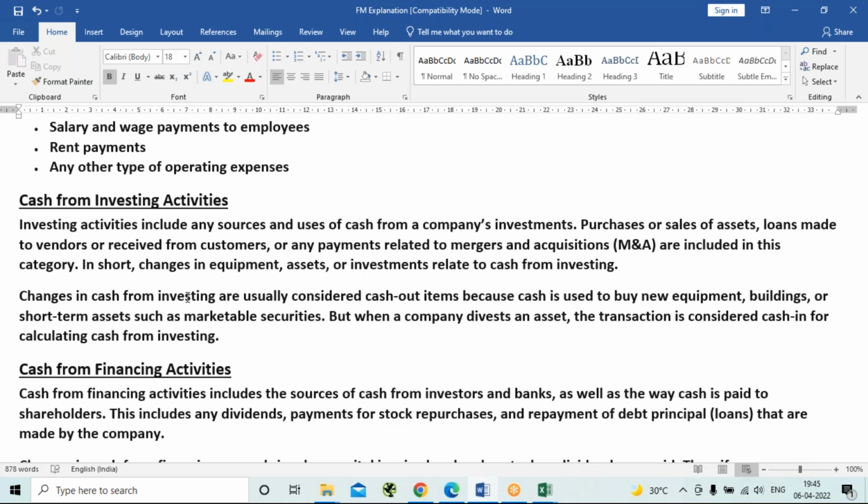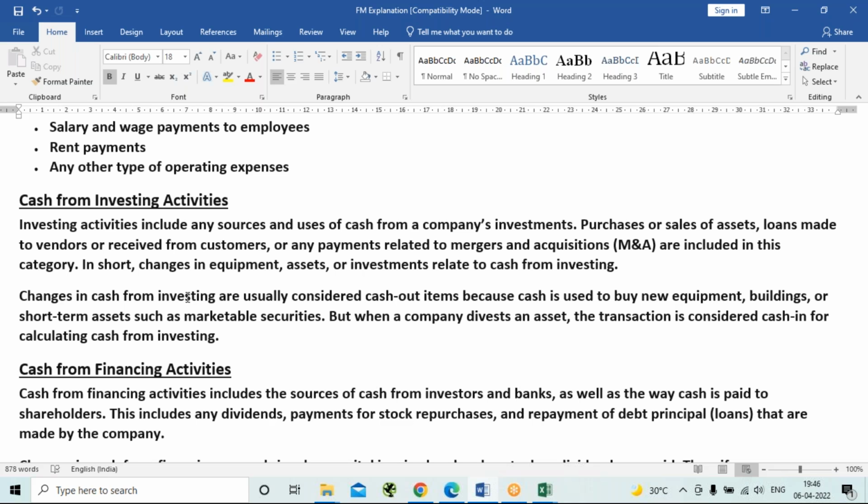So if there are any changes in the value of equipment, asset value, or investment value, they will be recorded under investing activities. Changes in cash from investing are usually considered cash out items because cash is used to buy new equipment, buildings, or short-term assets such as marketable securities. But when a company divests an asset, the transaction is considered cash in. That is when you sell an asset. So that is considered cash in when calculating cash from investing.